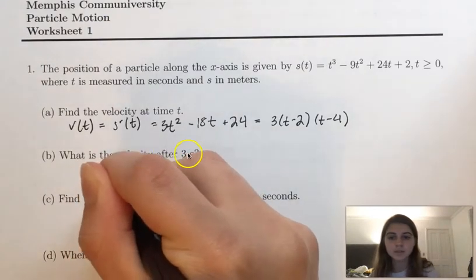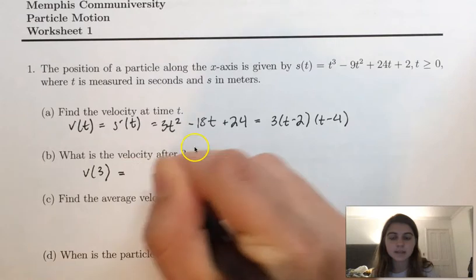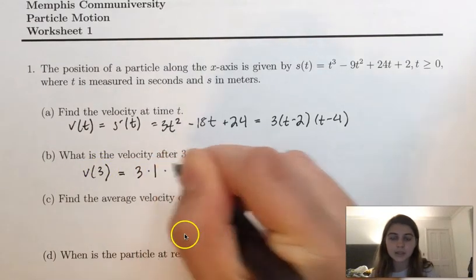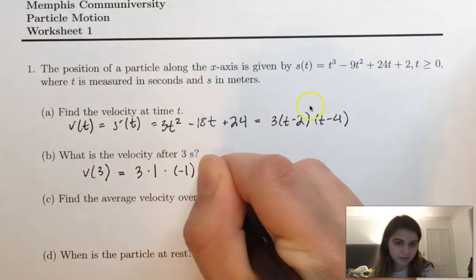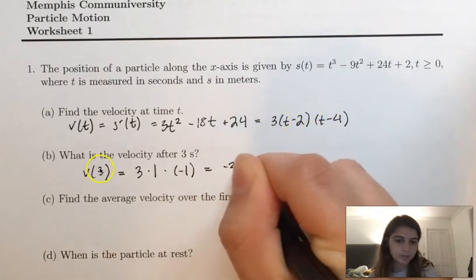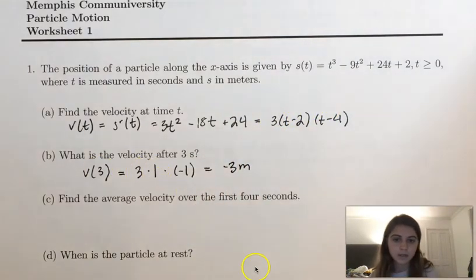This next one is velocity after 3 seconds, so we're going to do v of 3. We already found the velocity function, so we just plug in 3. We get 3 times (3 minus 2) times (3 minus 4), which is 3 times 1 times negative 1, and we get negative 3.